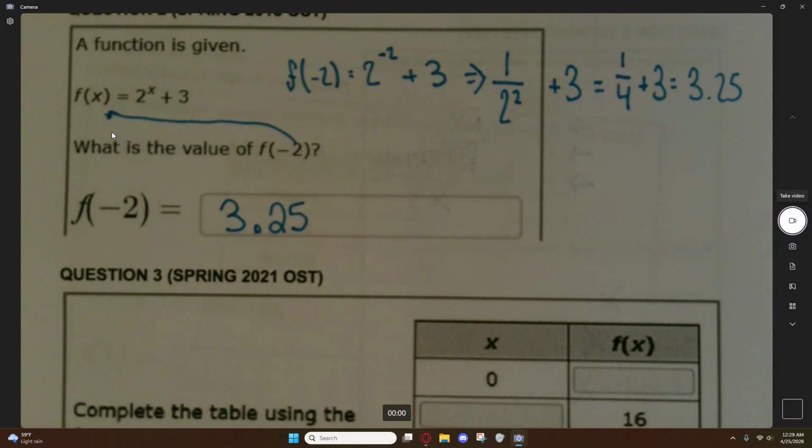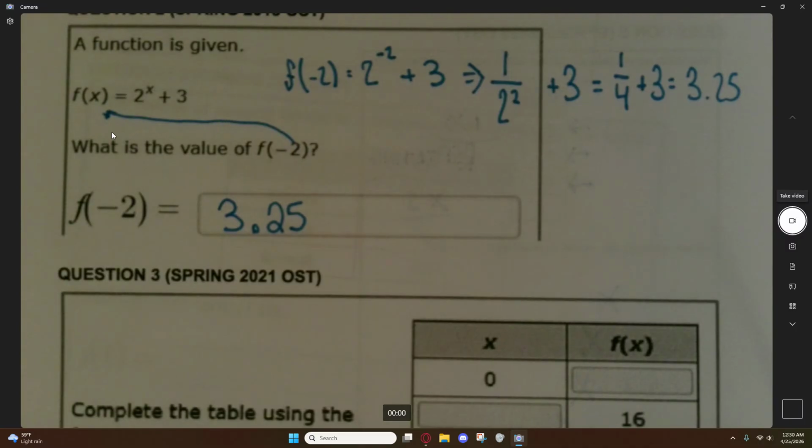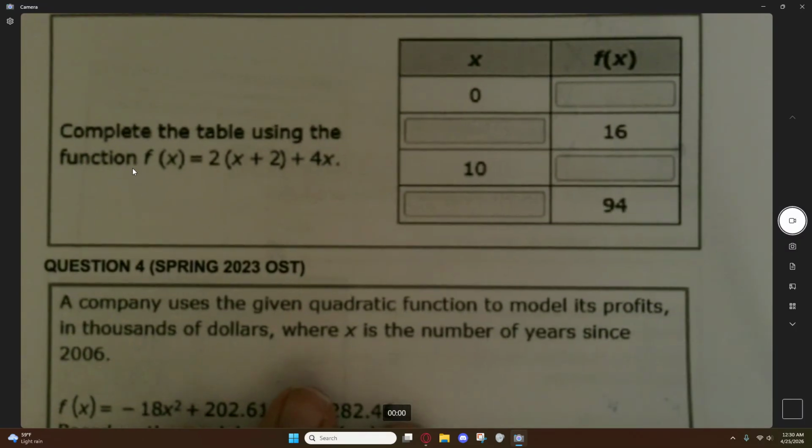Please note, if you forget how to put an exponent into Desmos, that is something you are allowed to ask. There are very few things that I'm allowed to answer for you on the state test. How do I put an exponent into Desmos is one of those things.